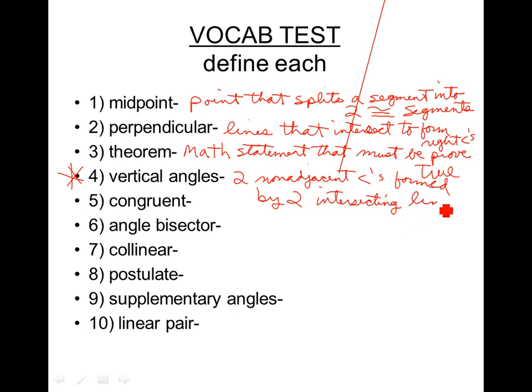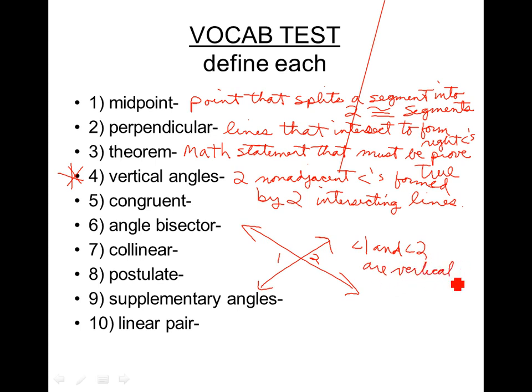Now that's the definition. I really don't care that you remember that definition. If this comes up again, maybe you put angle 1 and angle 2 there and you say angle 1 and angle 2 are vertical angles. I would probably accept that.